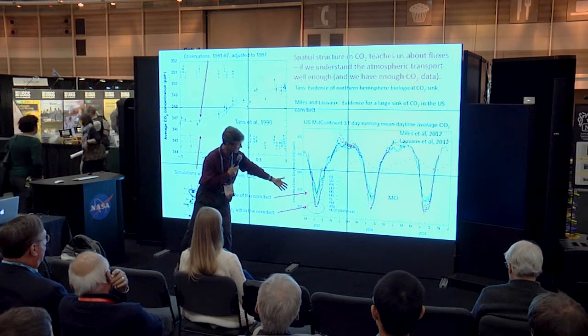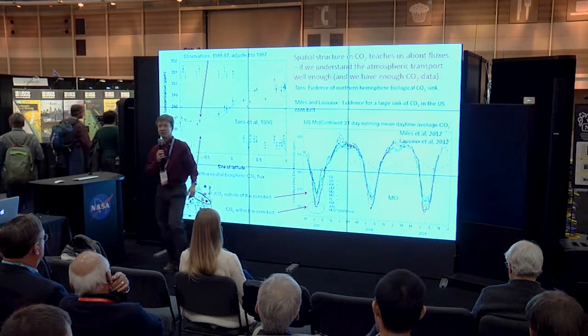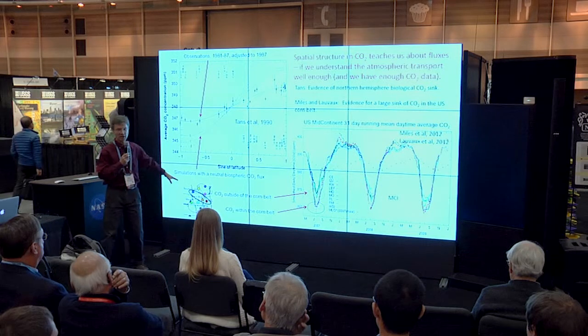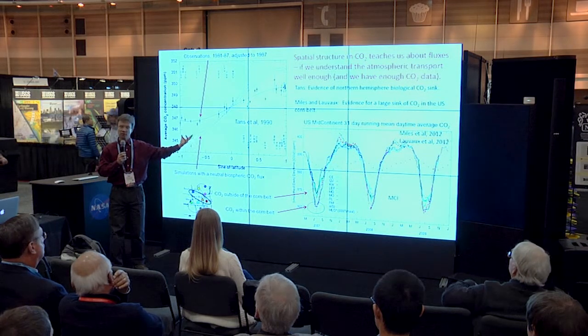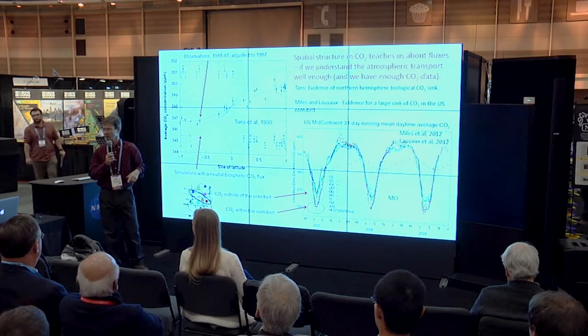Similarly, we've looked at CO2 over the Corn Belt. And you see that over corn, the concentrations in summer are 10 parts per million lower than the rest of the continent. So there's a sink there. We can infer these sinks if we understand the atmospheric transport, which looks like this.